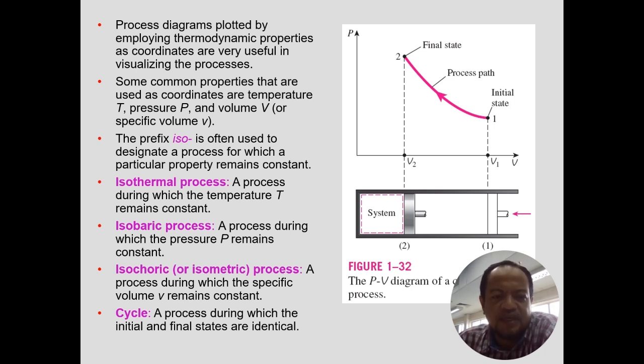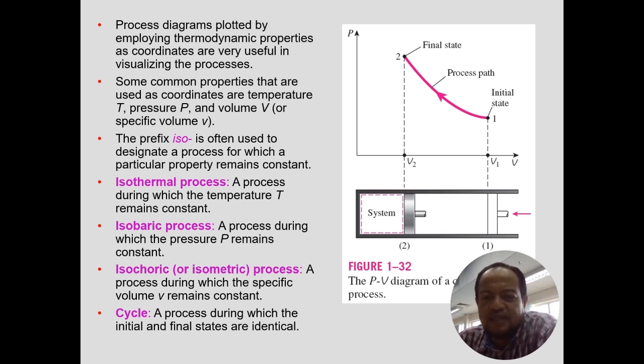We will have in this subject the isothermal process, a process during which the temperature remains constant. We also have the isobaric process, a process during which the pressure P remains constant. And finally, we have the isometric or isochoric process, a process during which the specific volume V remains constant.